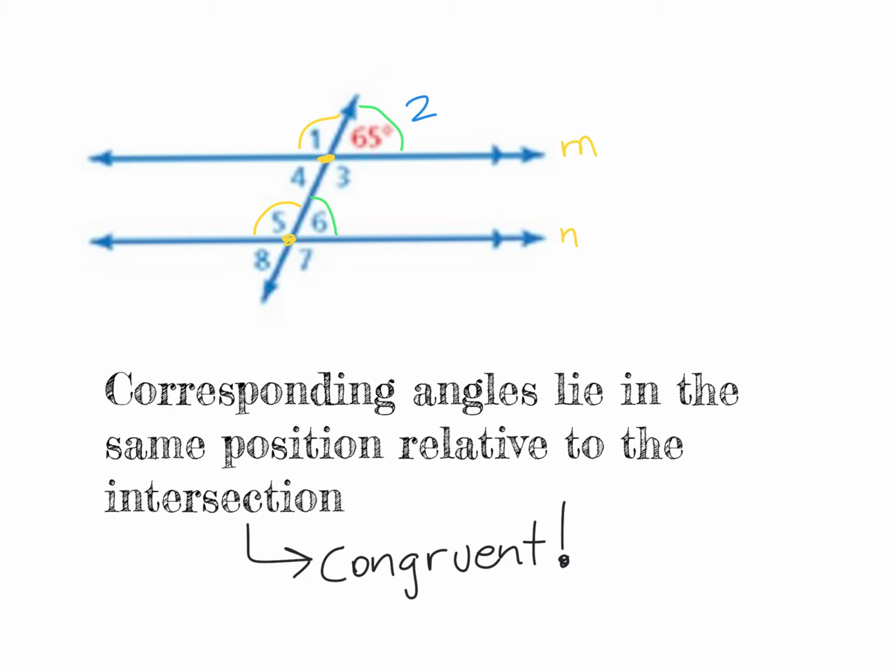What angle then do you think corresponds to angle 3 from the top intersection? Well, your options left are either angle 8 or angle 7. Which one is in the same position relative to its intersection? Of course, you probably already know, but angle 3 would be corresponding to angle 7 here at the bottom.